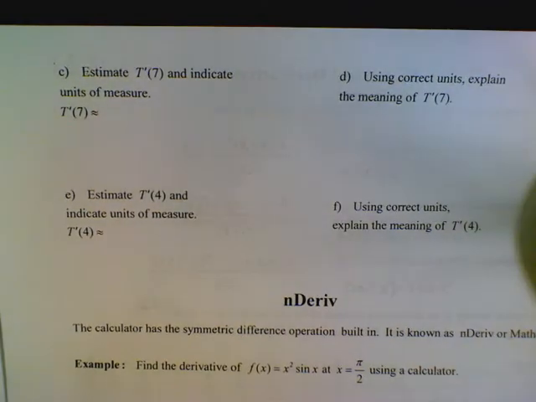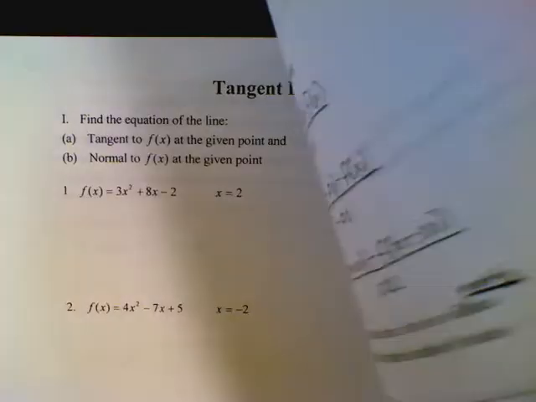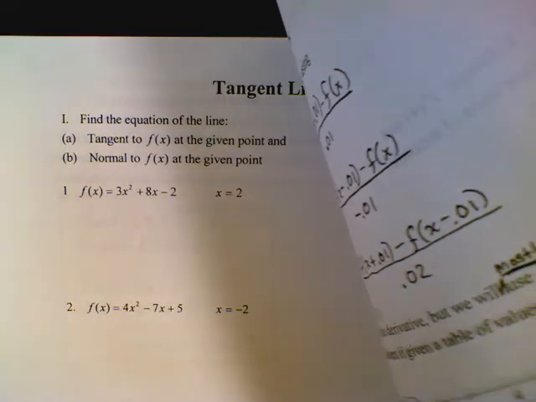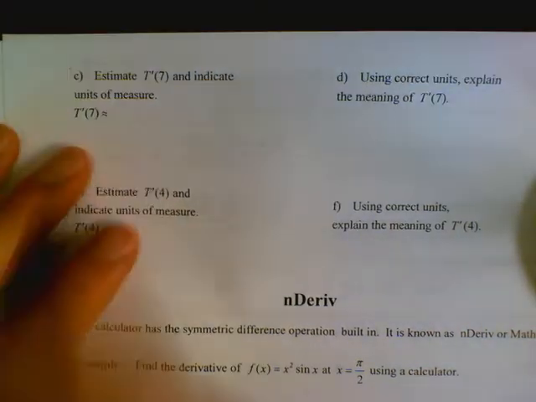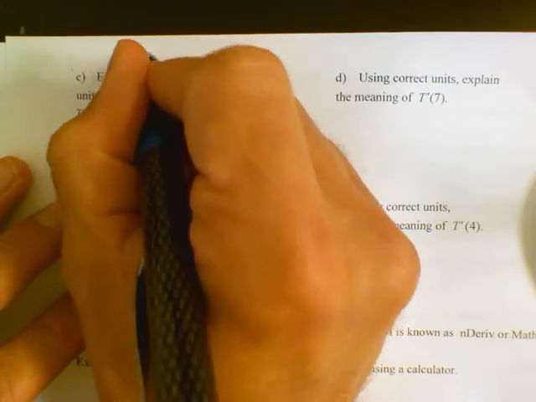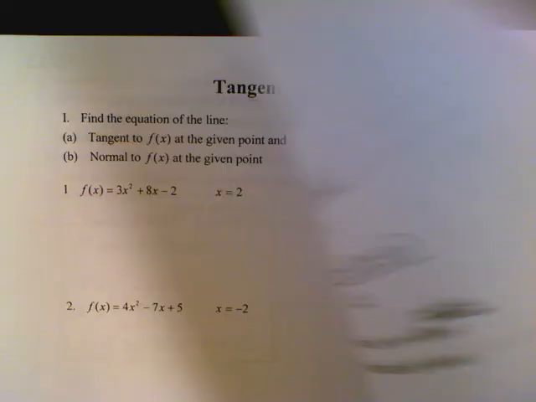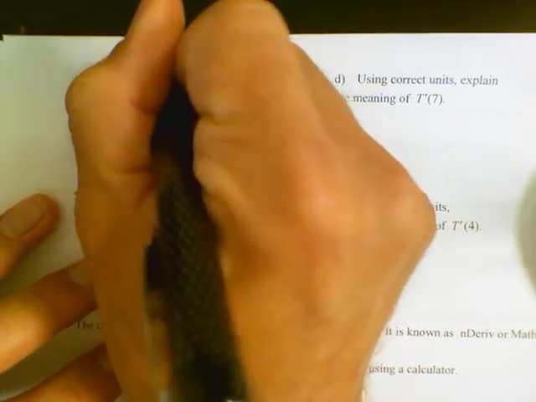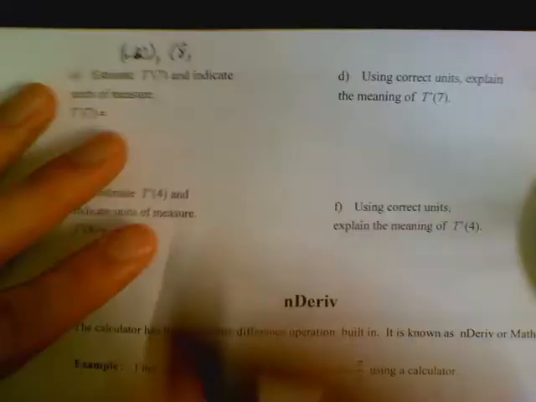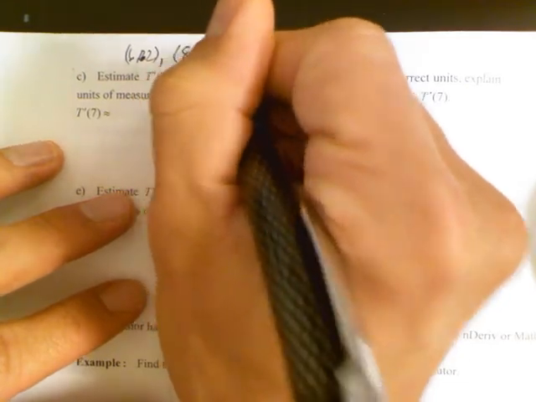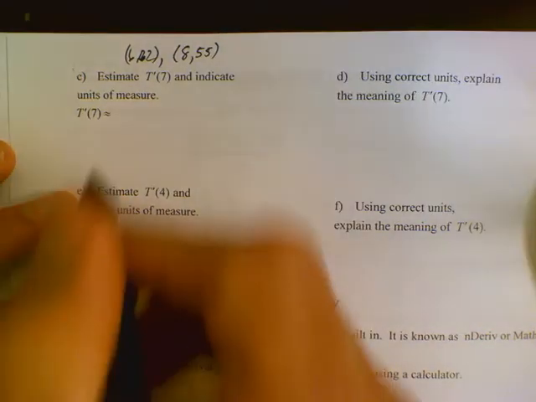Okay, so this says to estimate T prime at 7. Well, there is no 7 in my graph. There's a 6 and an 8. So we have the point 6, 62, sorry I read that wrong, 6, 62, and we have the point 8, 55. Okay, so those are the 2 points that I'm going to use.